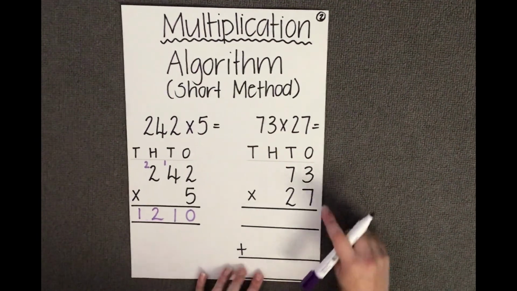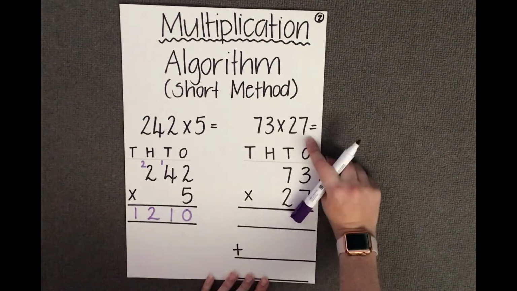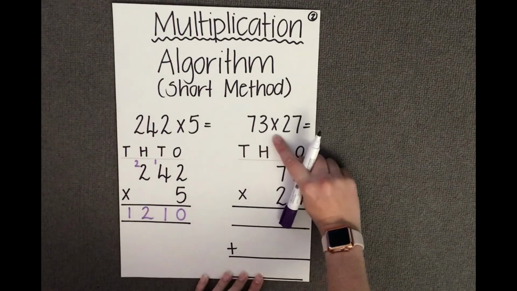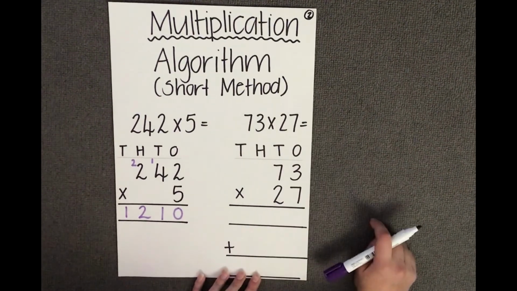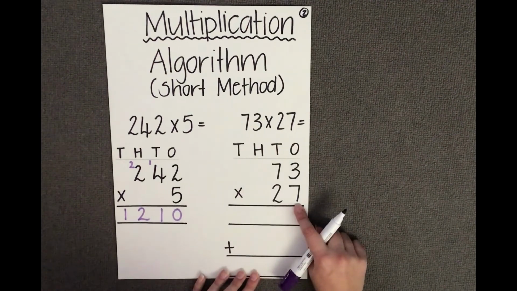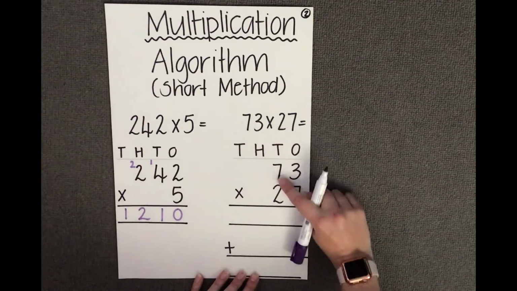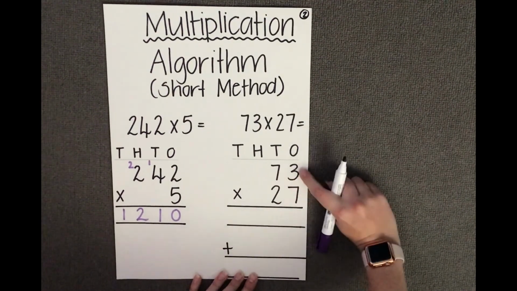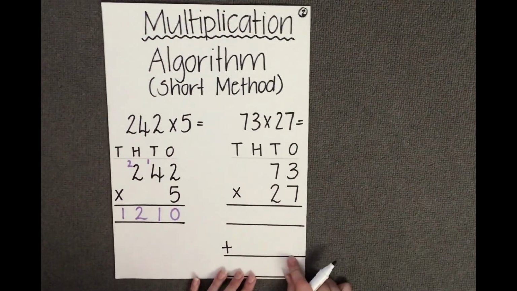Let's start with a slightly more difficult question. This time we're multiplying 2 digits by 2 digits. Here we have 73 multiplied by 27. We have to set out our algorithm in the exact same way. We have our number that we start with first and the number we are multiplying by underneath. So we have 73 times 27.